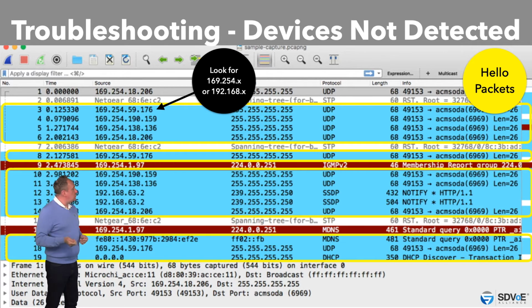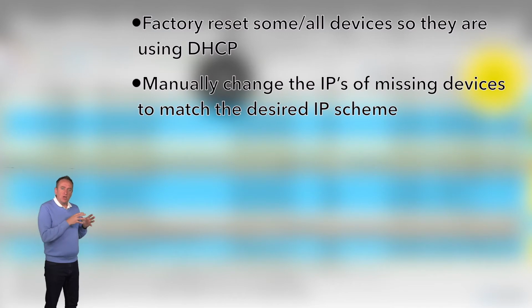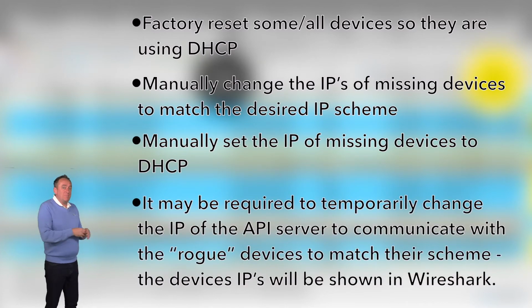And the quickest solution in this case is to reset the endpoint to factory defaults, which will then tell it to use DHCP. If that isn't an option, you could manually change the IP address of the missing device to match the network subnet, or alternatively temporarily change the IP settings of your controller to that of the rogue device to allow you to access it and then get it back to the correct subnet.